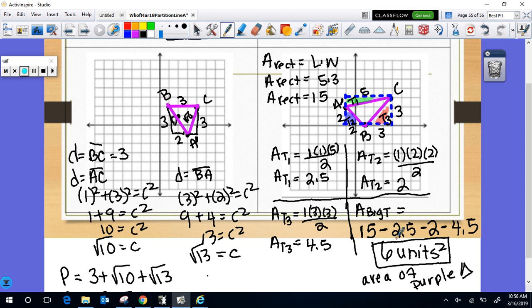And let's check this again. 2, 6, 7, 8, and then 0.5 plus 0.5 is 9. So 15 minus 9 is 6 units squared. And you're finished with that problem. Let me see if there's another.